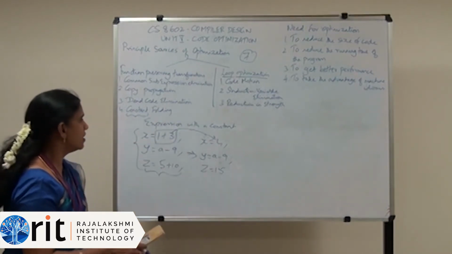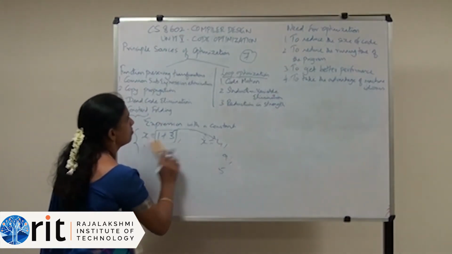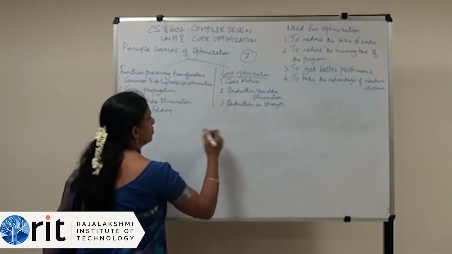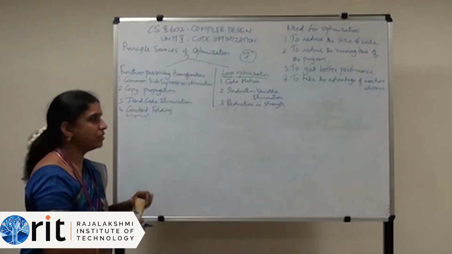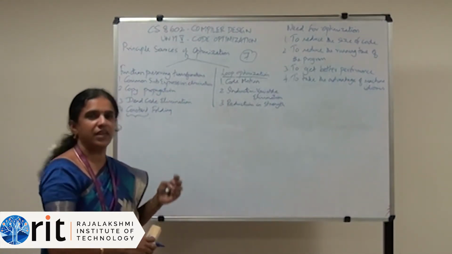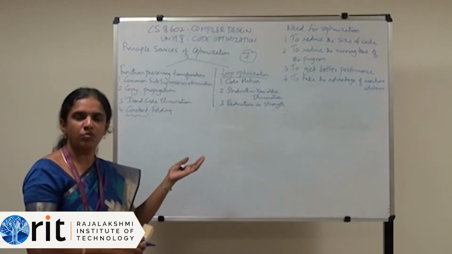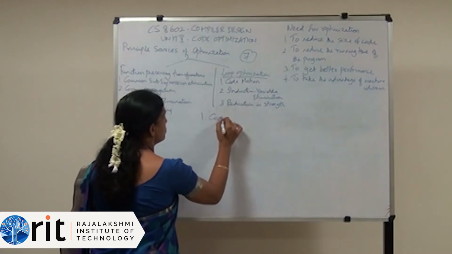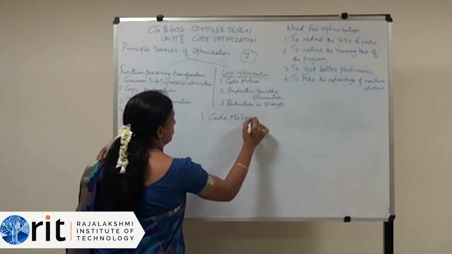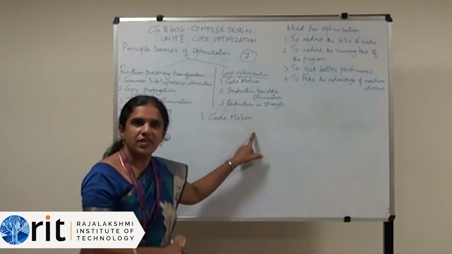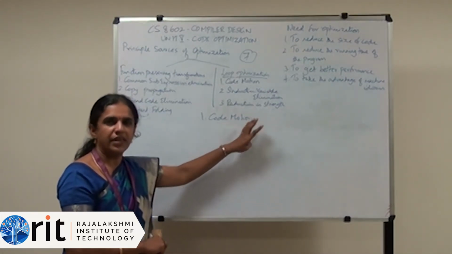Now we are going to see the loop optimization method. Under loop optimization, we are going to see how the optimization technique is used in for loop, while loop, do while loop, etc. So that is the main category. Under that, the first one is code motion. I am going to move the code outside the loop if it is not at all needed inside the loop.